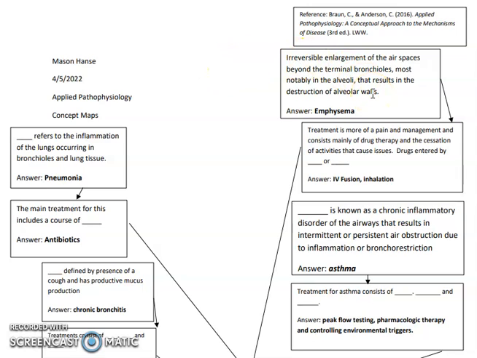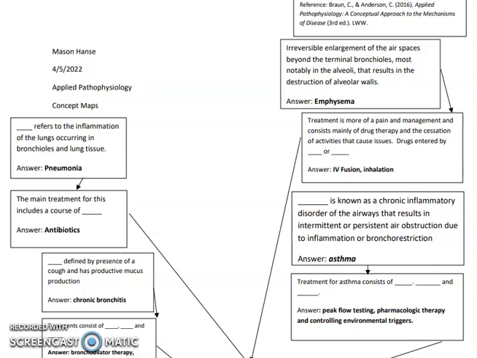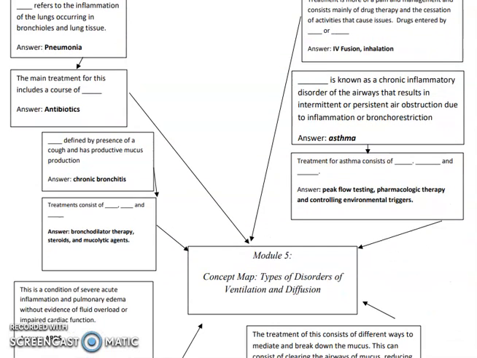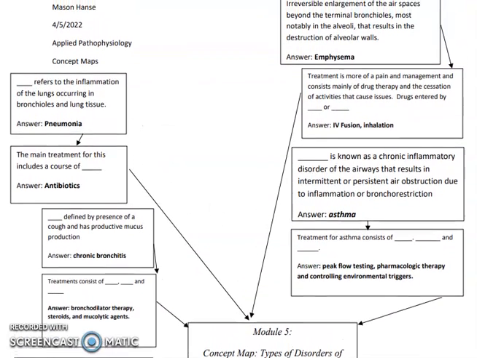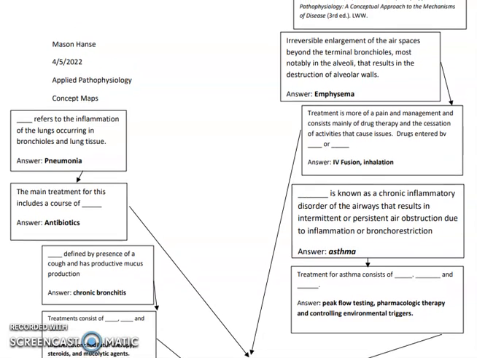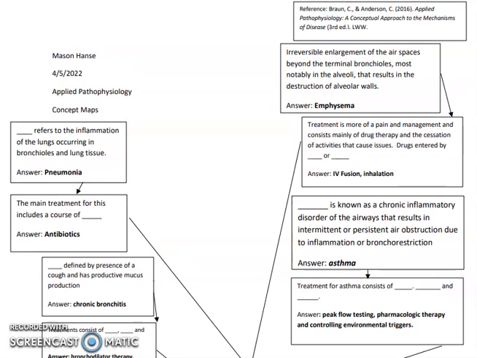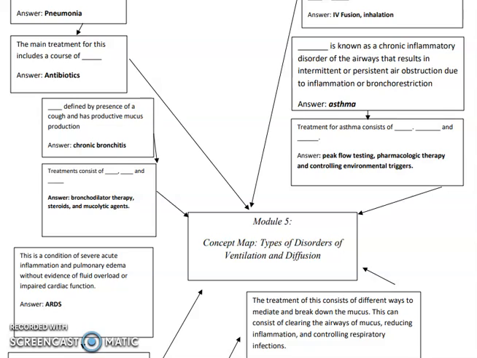Hey everybody, this is my concept map for Module 5, and in this assignment we were essentially asked to pick out 7 diseases and then find a way that they all connect towards the main prompt, which would be types of disorders of ventilation and diffusion. So our book gave us a pretty decent sized list of separate diseases that are influential in the ventilation and diffusion.